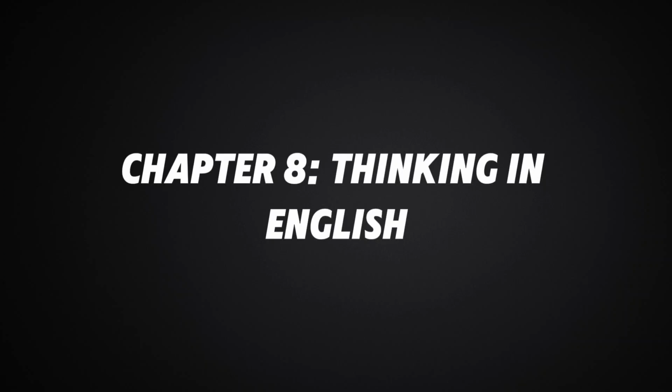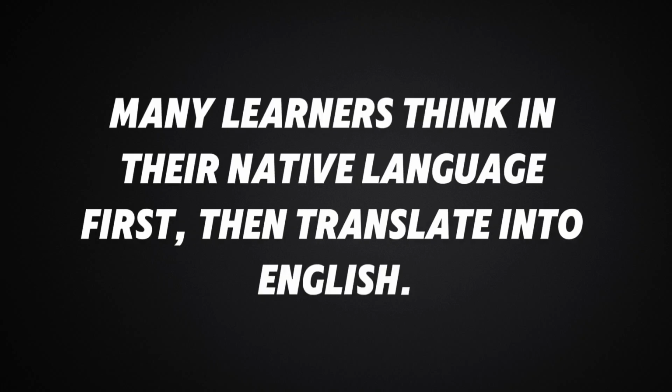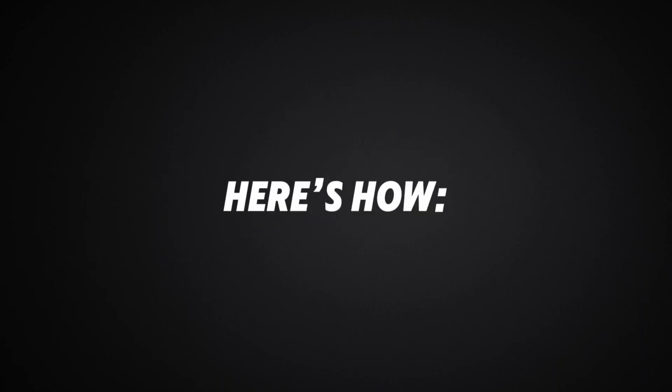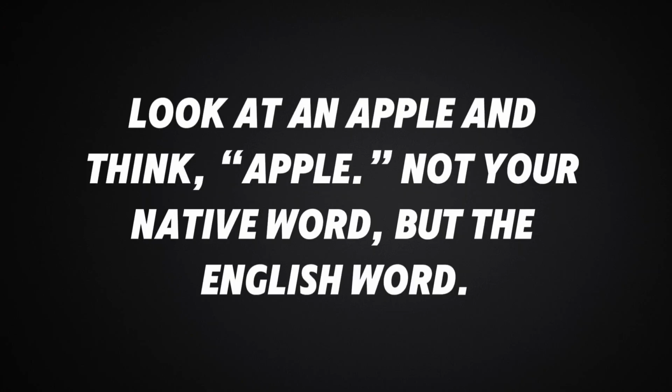Chapter 8. Thinking in English. One of the biggest blocks to fluency is translation. Many learners think in their native language first, then translate into English. This creates delay and mistakes. The key is to think directly in English. Here's how. Start with simple words. Look at an apple and think apple. Not your native word, but the English word.